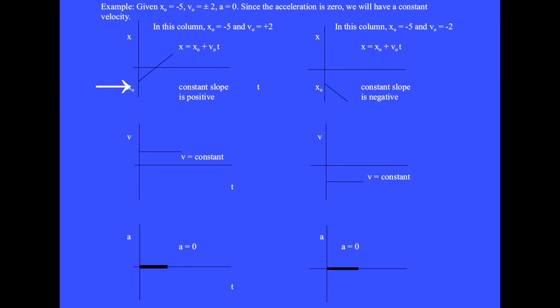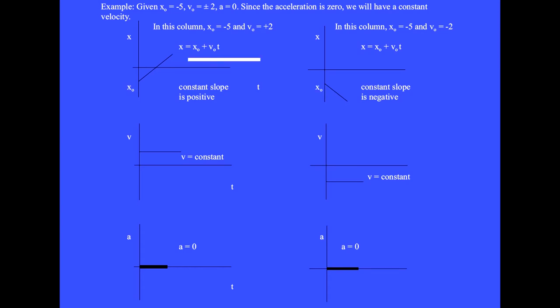This is a plot of position versus time. When the acceleration is 0, this is a plot of a straight line. We have x equals x0 plus v0t. x0 is the initial location. In this plot, x0 is negative. And in this plot, x0 is negative.